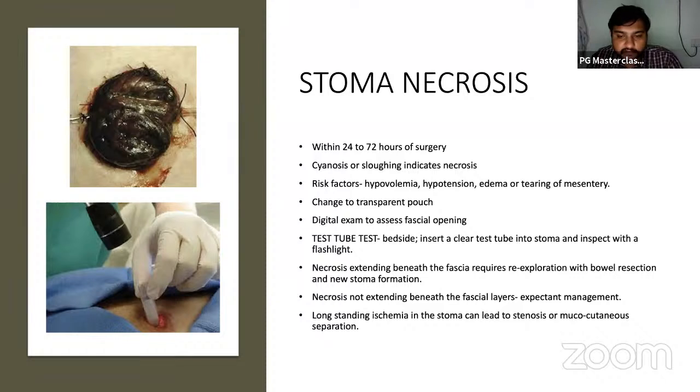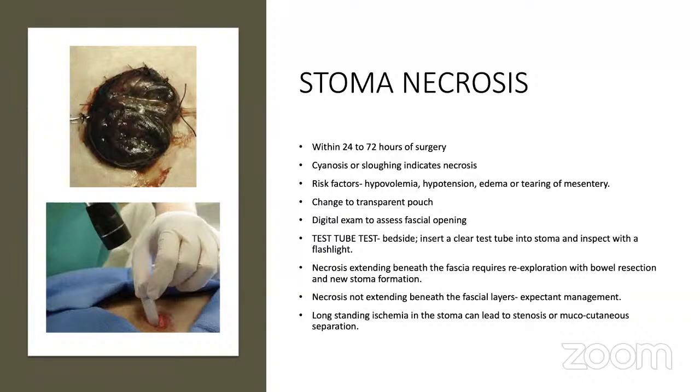If necrosis is not extending beneath the level of the fascial layers, expectant management with regular checking through the test tube test should be done, and signs of peritonitis or mucocutaneous separation should be assessed. If there is peristalsis, you can see the peristalsis in the stoma. That is the most important thing. If peristalsis is seen, it means it has viability.